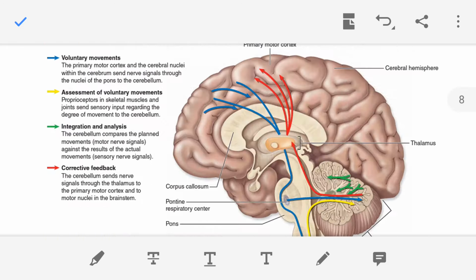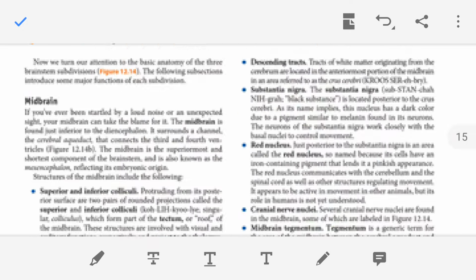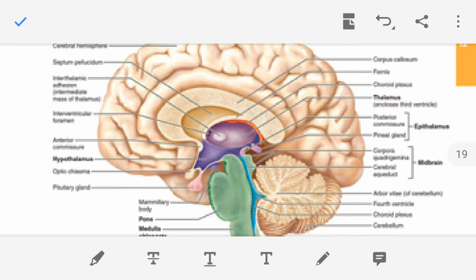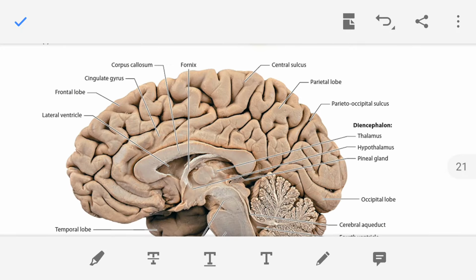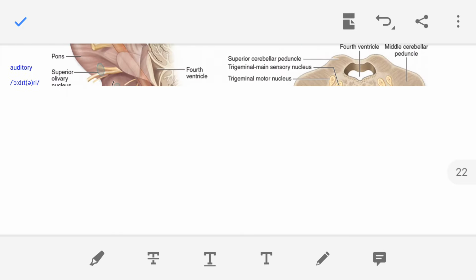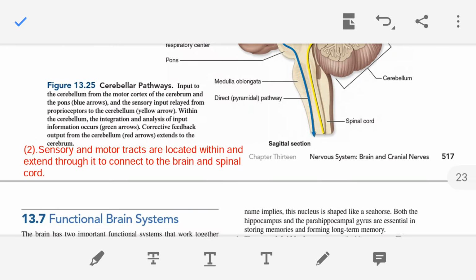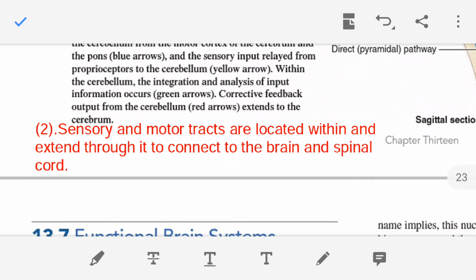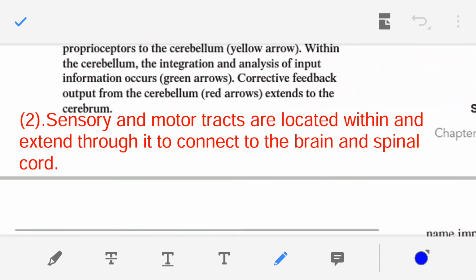We are discussing the second point. Now this is the second point of our discussion. Now, what is present in the pons?